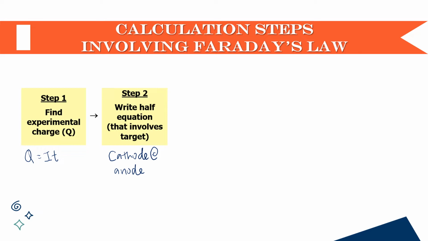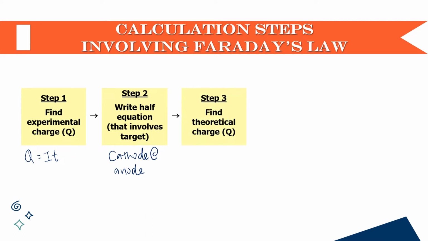Tapi boleh jadi juga, contoh ada soalan dia minta half equation untuk oksigen gas. Okay, so kalau oksigen mungkin dia boleh dihasilkan di anode. So awak akan tulislah. Jadi dia tak semestinya the half equation will be at one electrode saja. Boleh jadi salah satu, bergantung kepada apa kita punya produk.